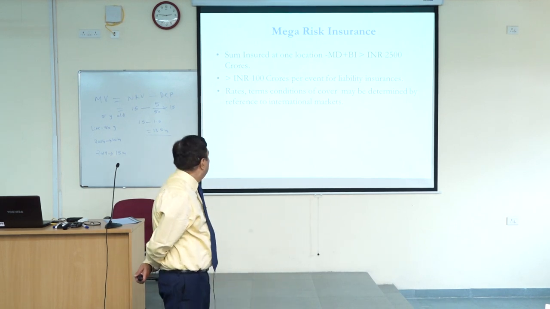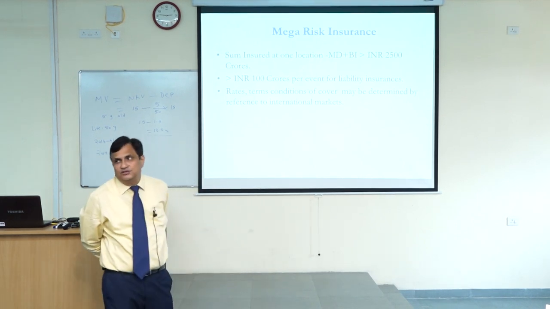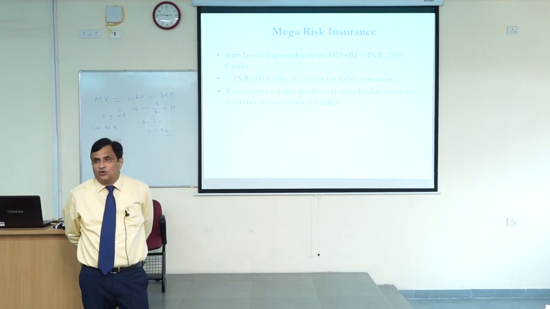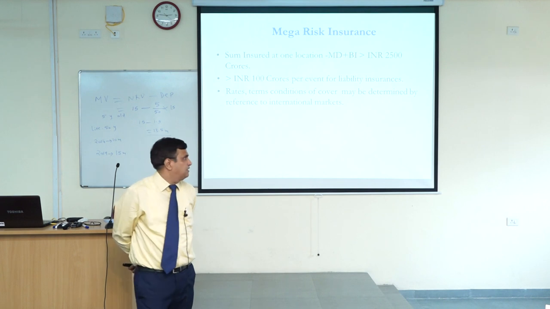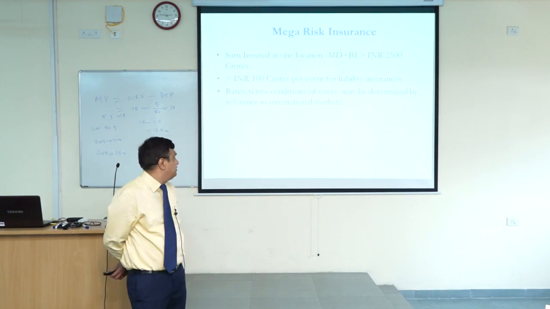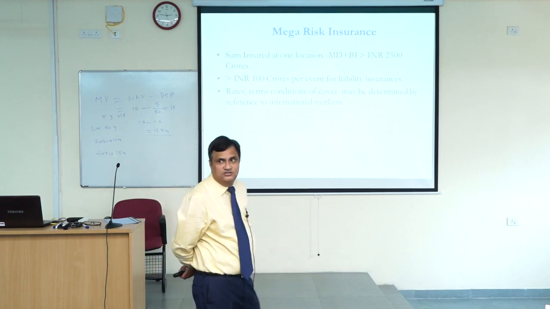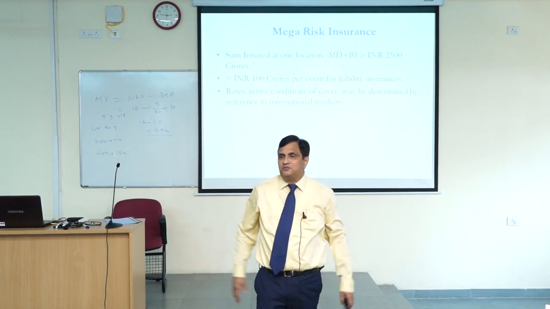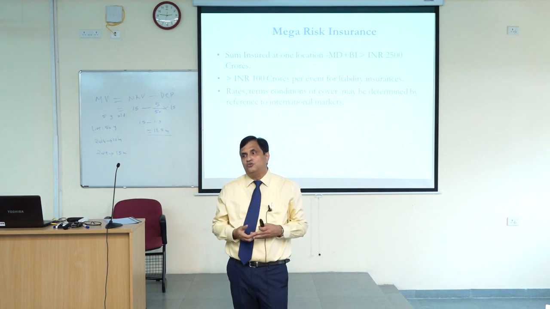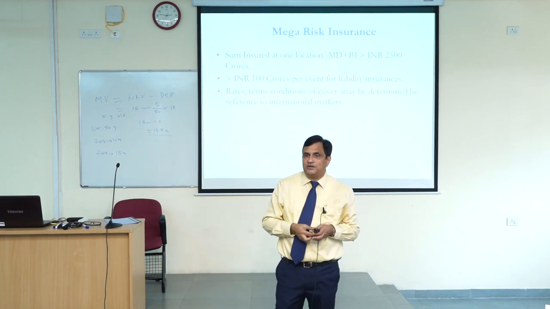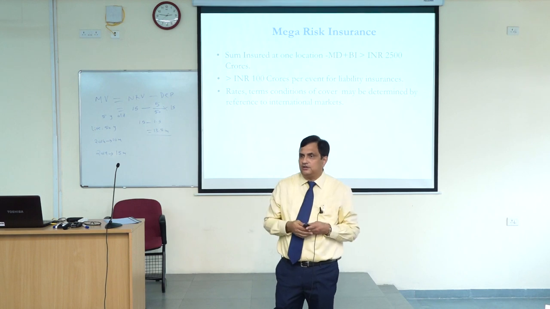And for liability insurance, if it's greater than 1 billion, that is 100 crores, 1000 million or 1 billion, then again you can have a mega policy. Rates, terms and conditions of cover may be determined with reference to the international markets. So basically, the standardized wording need not be used. You can use international wordings as long as the value is more than this. Everything can be negotiated.